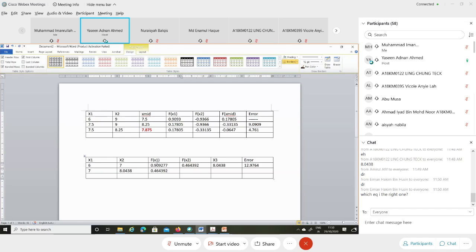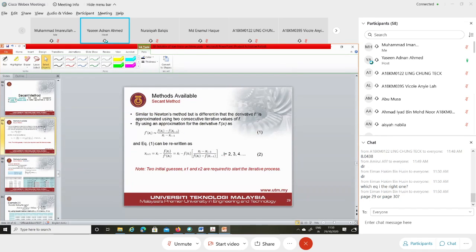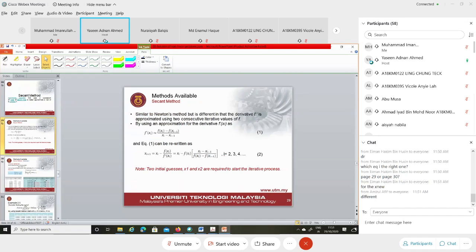So this one will be here. So we have this, which equation is the right one? I mean, which equation means what? This equation, page number 29 or 30? This is the same equation. Why do you feel it is not correct? Oh, is it not correct? Okay, I see. I will just check.